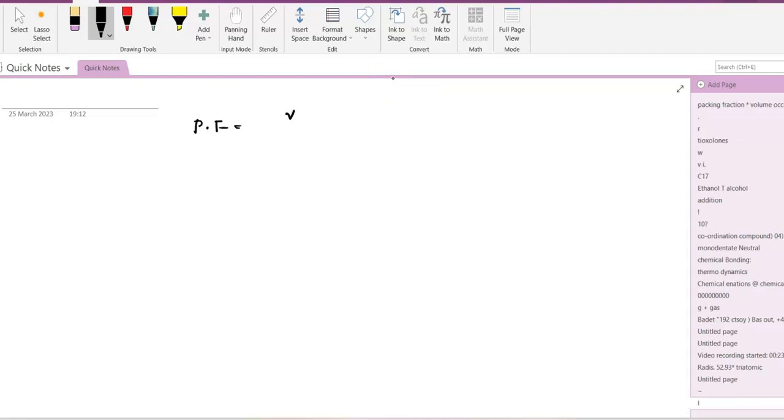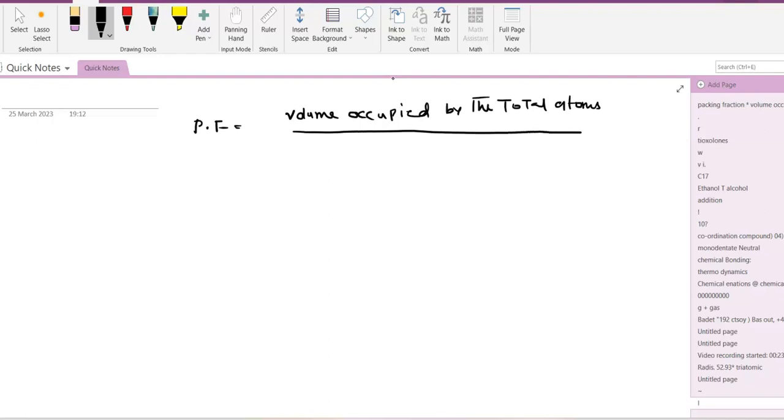Volume occupied by the total atoms upon volume of the cube, or volume of the hexagon. In the case of hexagon, the volume of the hexagon we have to consider. So how can we calculate the volume of the hexagon?